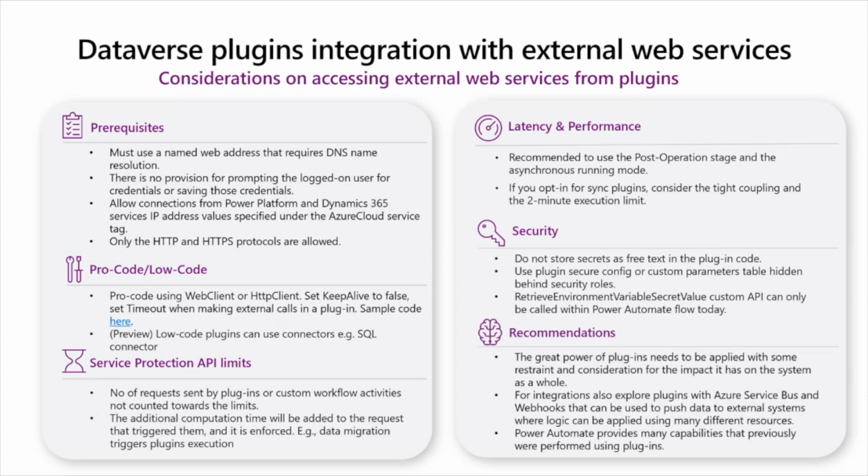Of course, for retrieving Azure Key Vault secrets in Power Automate flow, you can also use the Azure Key Vault connector. And some recommendations. A well-written plugin is powerful, but a poorly written one can cause significant impact on the performance of the data processing pipeline. The great power of plugins needs to be applied with restraint and consideration for the impact it has on the system as a whole. And there are alternatives: Power Automate, webhooks, or integration with Azure services, which we will explore more next.